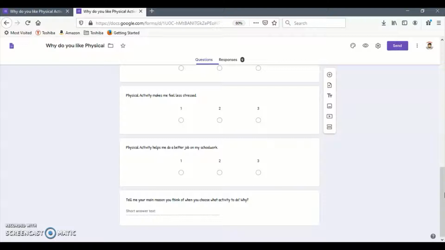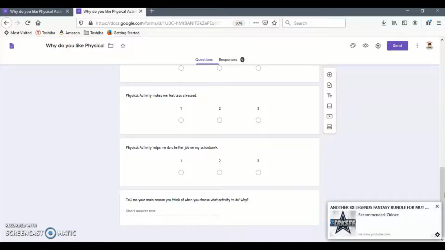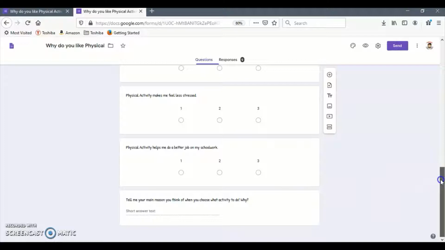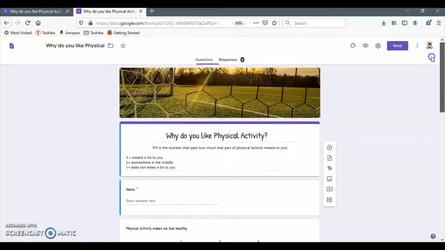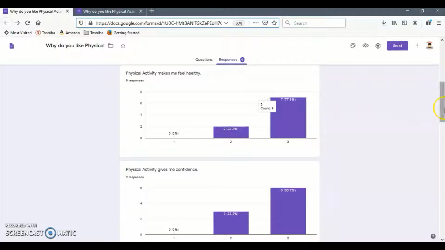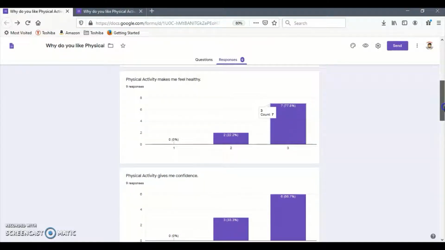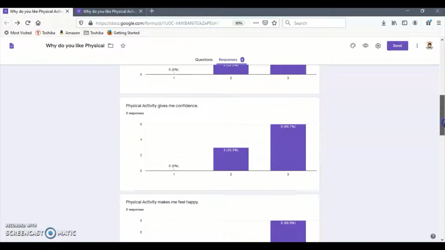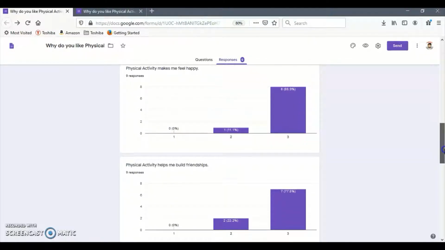And then, like I said, the final question was, tell me your main reason you think of when you choose what activity to do, if it's not already included up top, and why. And after having the students I was working with fill this out, I went over to responses. There were 9 students I was working with. It was a small class that's usually just boys, and makes me feel healthy. As you see, most of these were answered with a 3. It means a lot to them, these reasons.